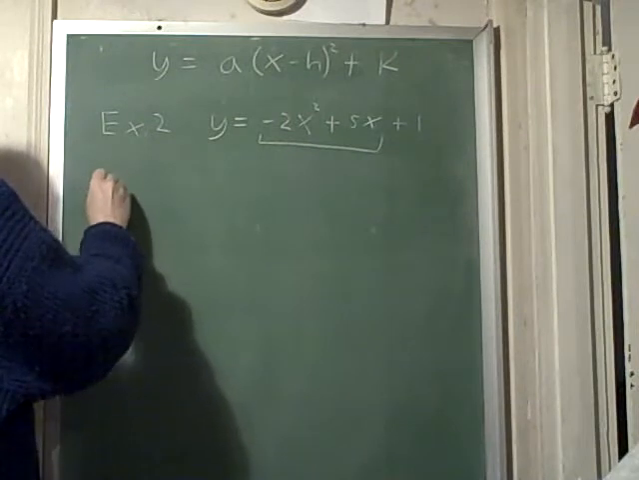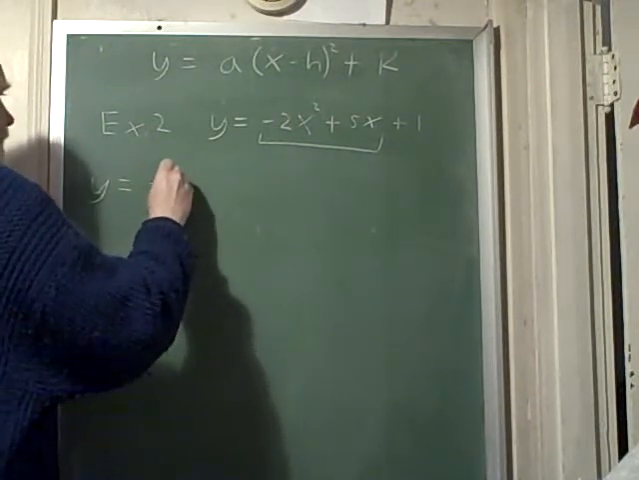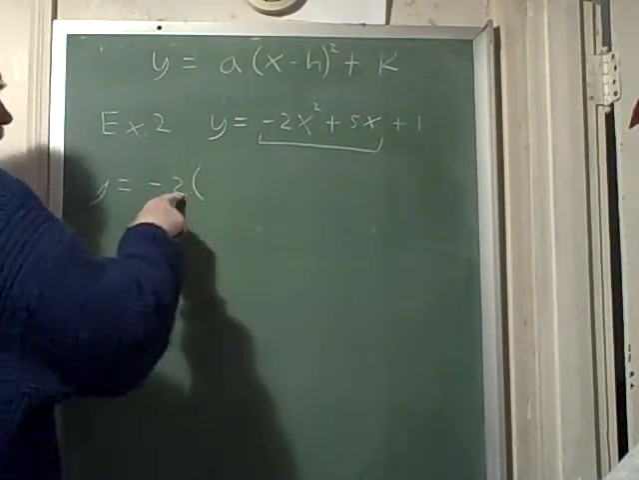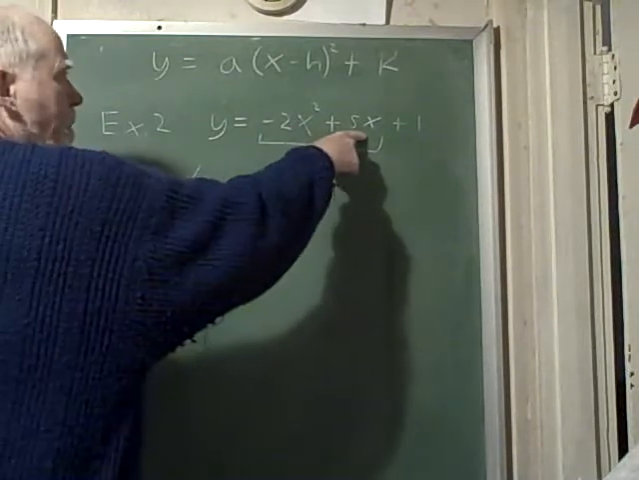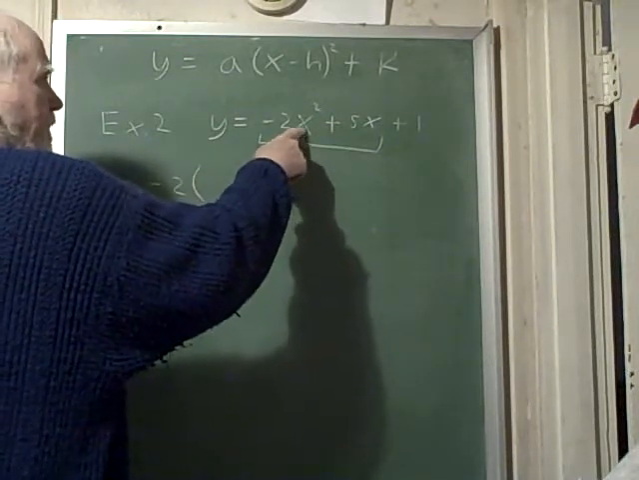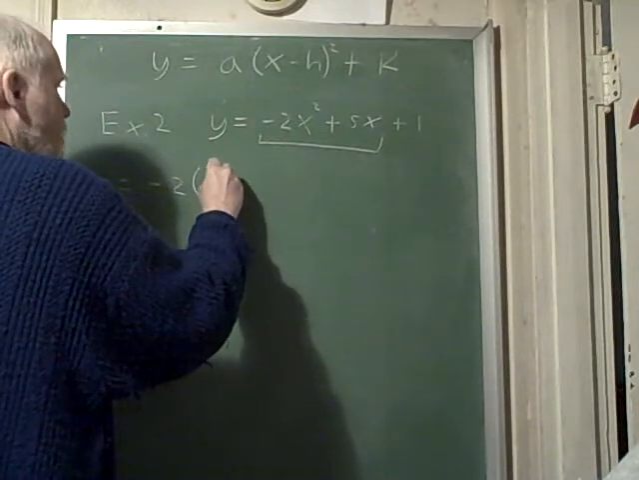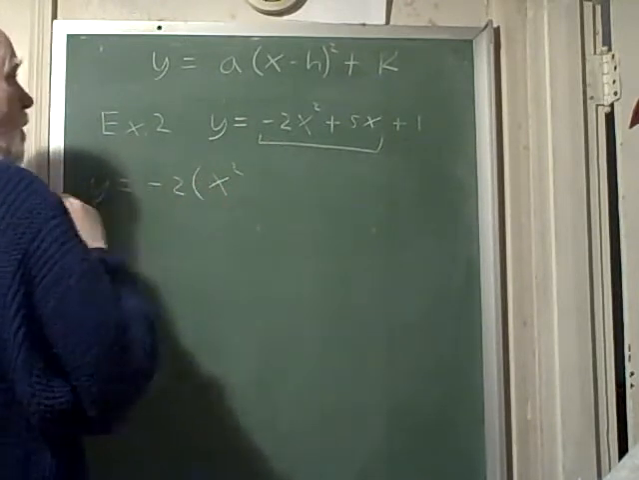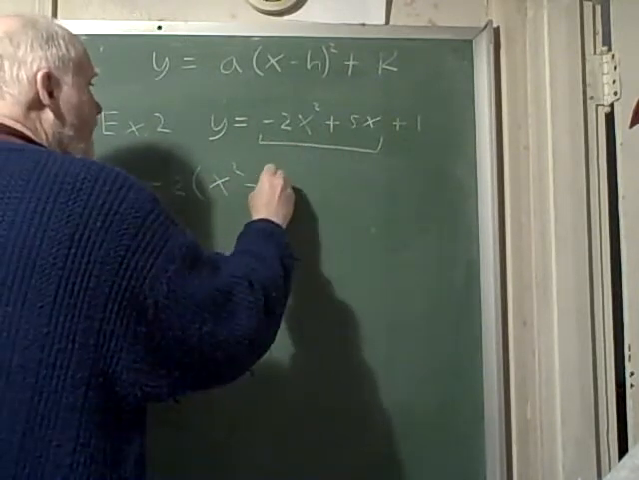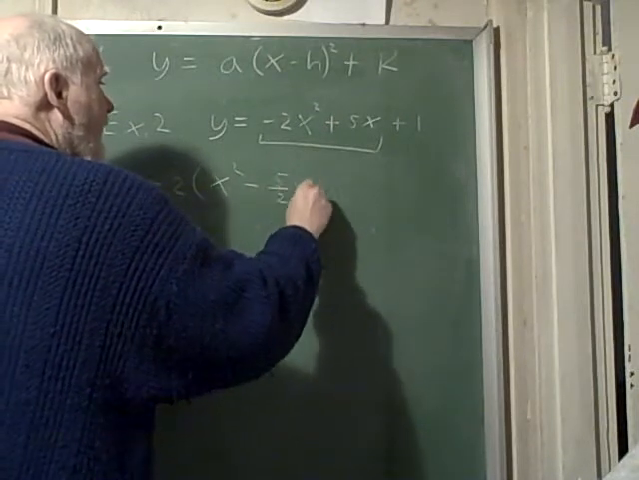So I'm going to write this as y equals -2. And when I factor -2, I divide each term by -2. So if I divide -2 into this one, I'll just get 1x squared, which is what I want, a 1x squared. But I get over here a -5 halves x.